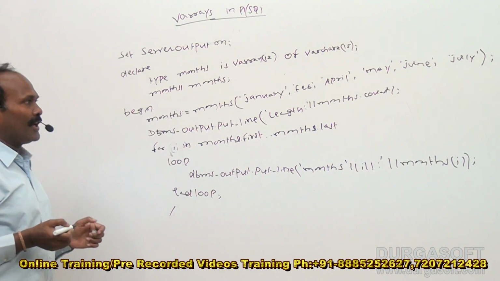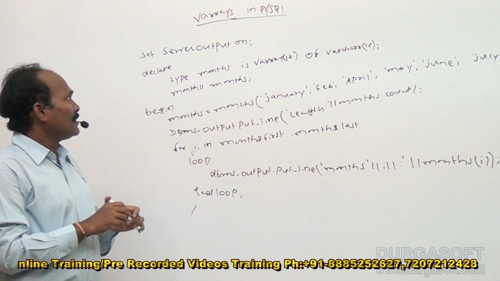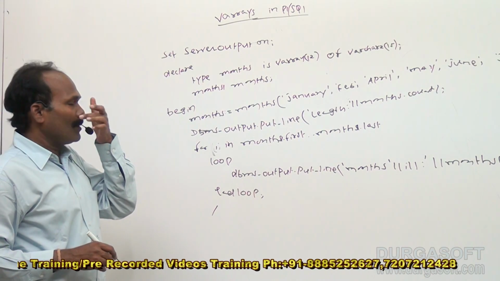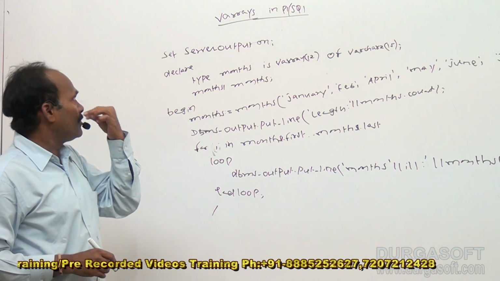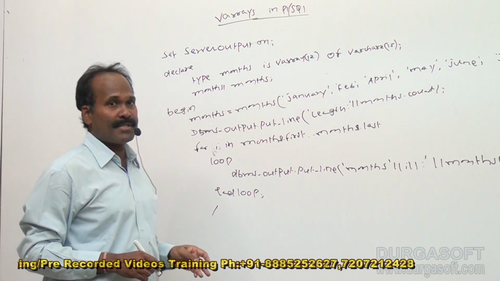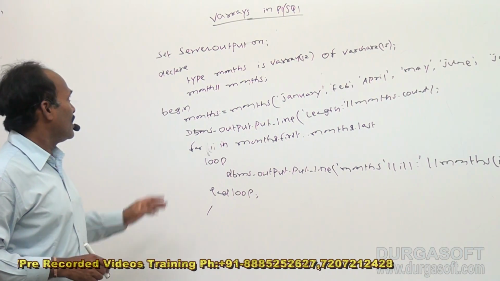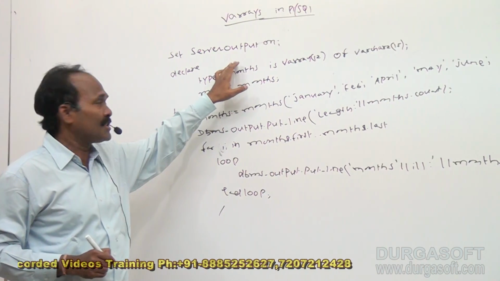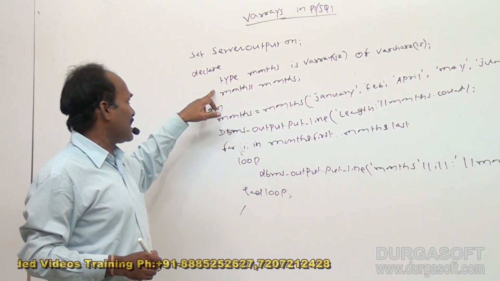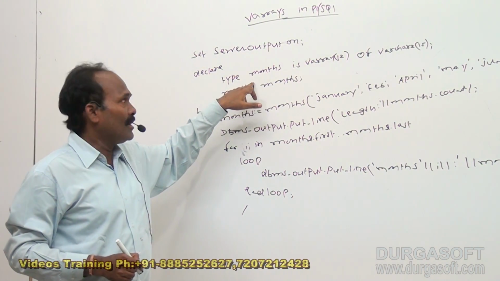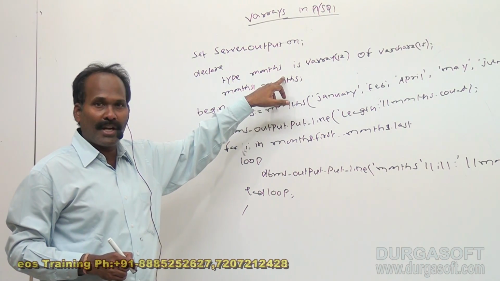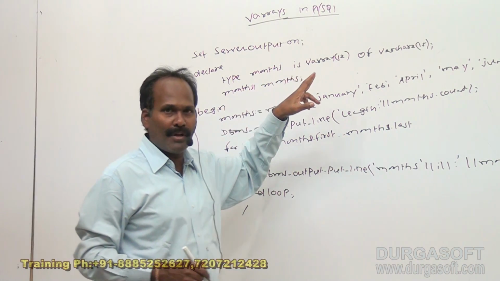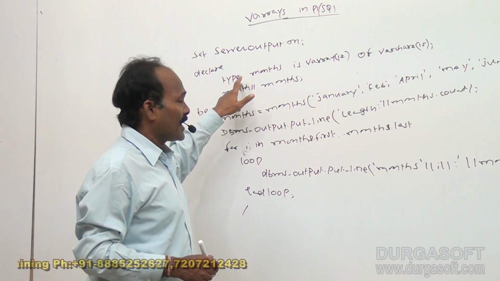So just have a look here. In this PL/SQL program, we are implementing VARRAY concepts in PL/SQL. As we have discussed, this is for enabling output, and as the first statement, I am declaring type months. To declare a VARRAY type, we have to use a keyword called type.